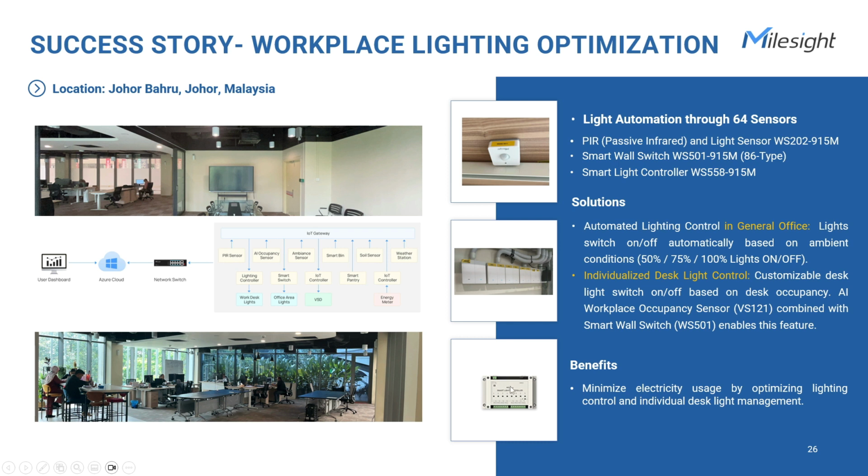along with the smart wall switch and smart light controller. In the general office area, all lights are now automated, switching on and off at 50%, 75%, or 100% based on ambient conditions. Additionally, it allows customization and individualization of desk light controls based on occupancy, thereby reducing electricity usage. This is achieved through the power of the AI Workplace Occupancy Sensor, VS121, in combination with the Smart Wall Switch. And the customer successfully minimizes electricity usage by optimizing lighting control and individual desk light management.